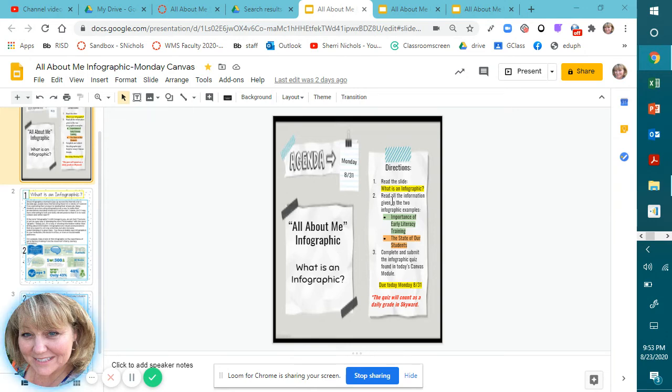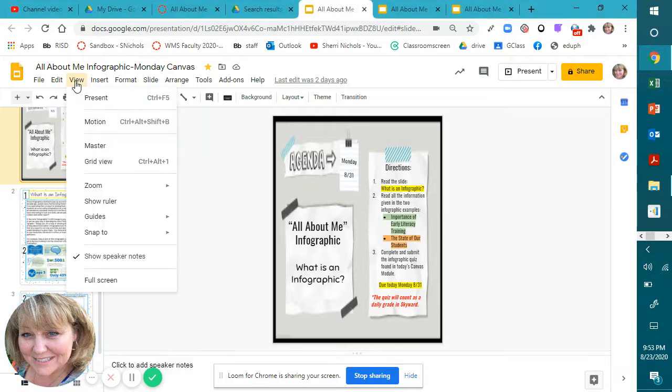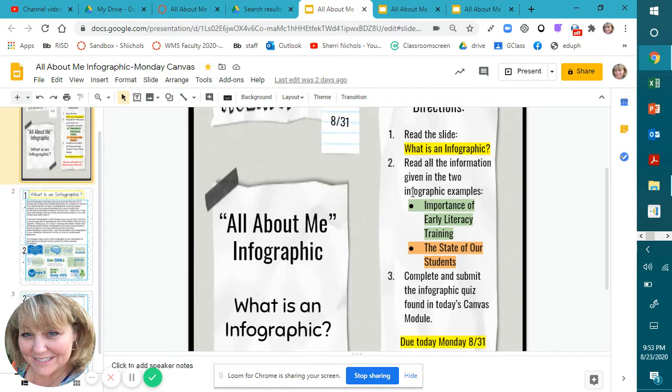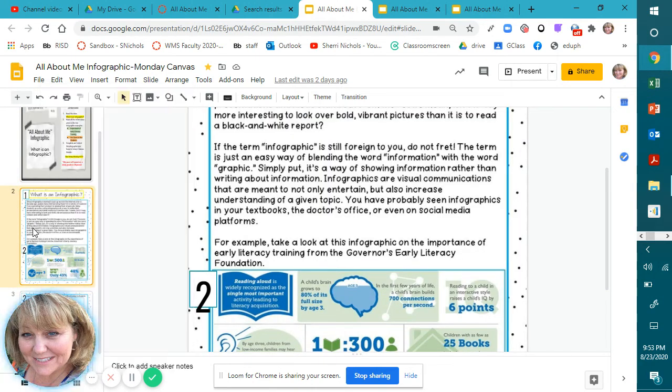So your directions today are to read the slide, and I'm going to increase my zoom some. So I'm going to read the slide. What is an infographic? Read all the information given in the two infographic examples. One is called The Importance of Early Literacy Training, and the other one is The State of Our Students. So let's go look at these.